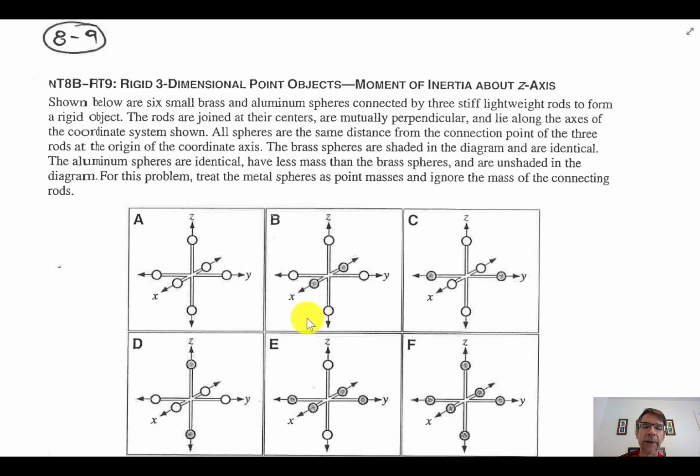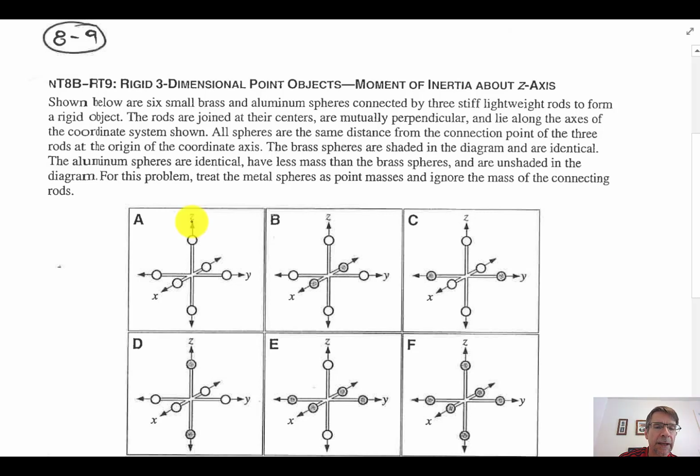So the aluminum ones are not shaded. And the brass ones are heavier, or more mass. Let's say they're twice the mass. Doesn't really matter. But they're more massive than the aluminum ones. We'll just do this one conceptually. But bottom line is, it's going to say, okay, try to spin these things about the z-axis.